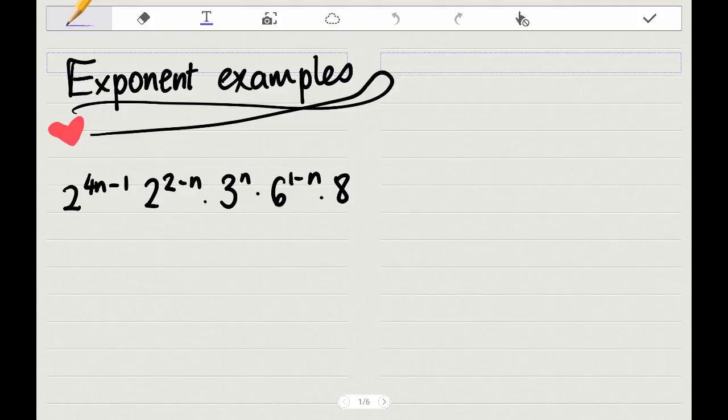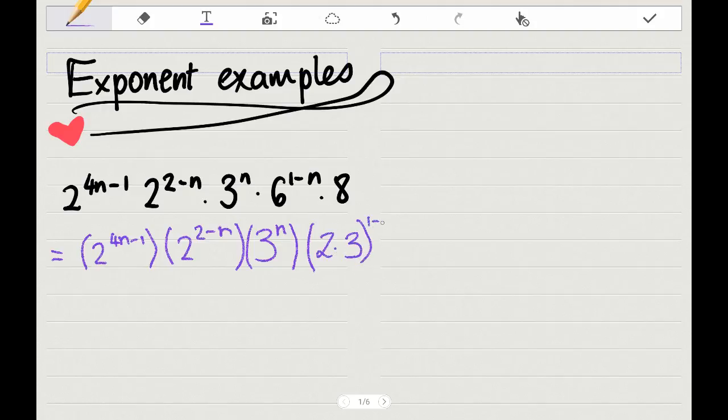First things first, whatever's not a prime base, we'd like to break it into its prime base. So this is equal to 2 to the power 4n minus 1. That's already a prime number. And this is 2 to the power of 2 minus n. That's already a prime number, so it's fine. Once again, 3 to the power of n is also a prime number, so that's fine. And 6 is not a prime number, but we can write it as 2 times 3 to the power of 1 minus n. And once again, 8 is not a prime number, and we can write it as 2 to the power of 3.